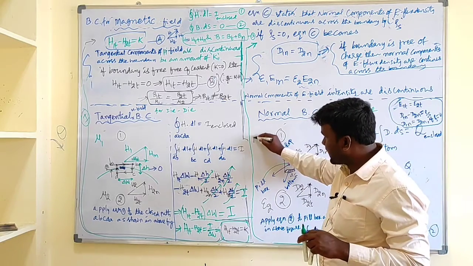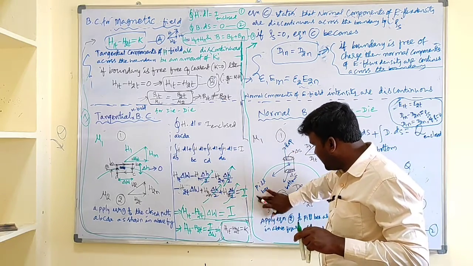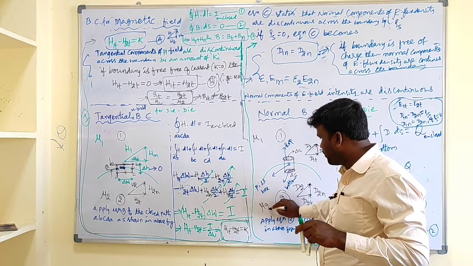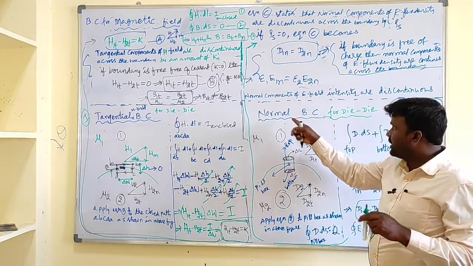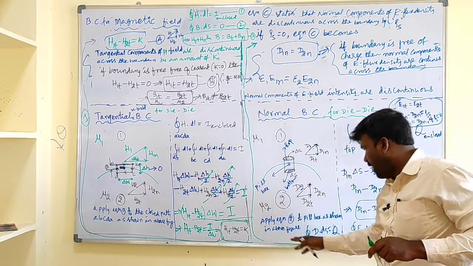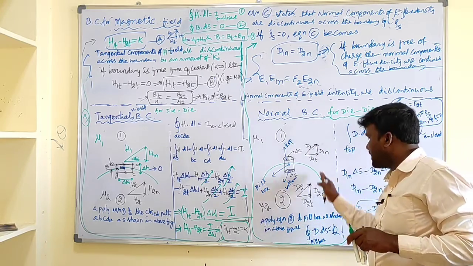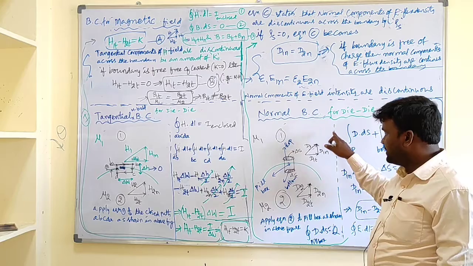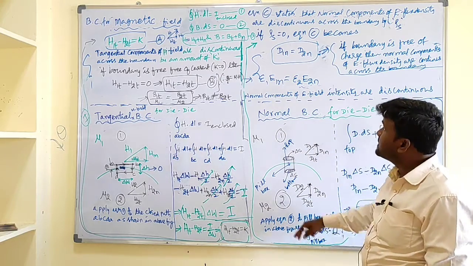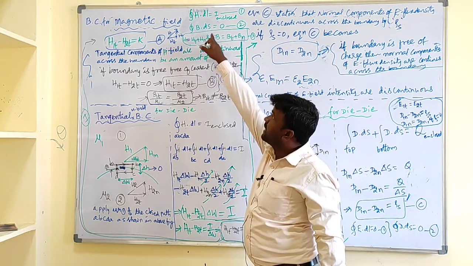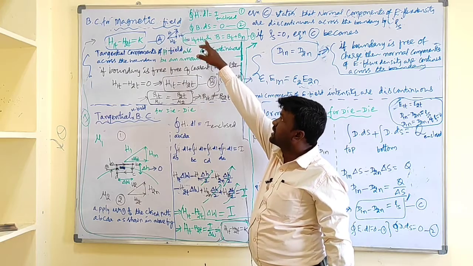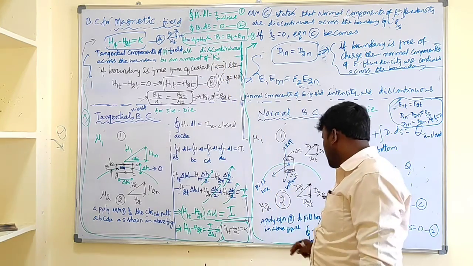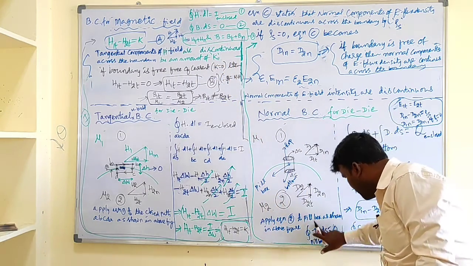Here the first dielectric is characterized by mu1 and the second dielectric is characterized by mu2. In order to derive the normal boundary conditions, apply equation 2 to the pill box as shown in the above figure. What is equation 2? That is the closed surface integral of B dot dS equal to 0.